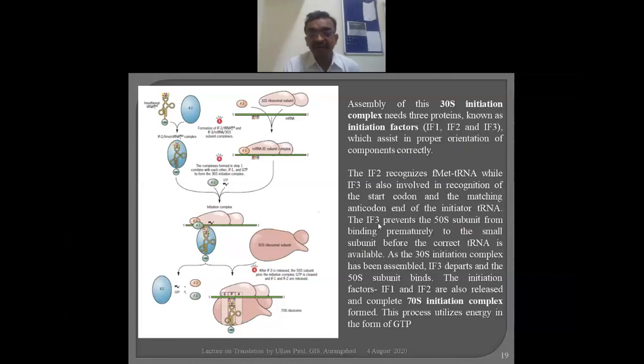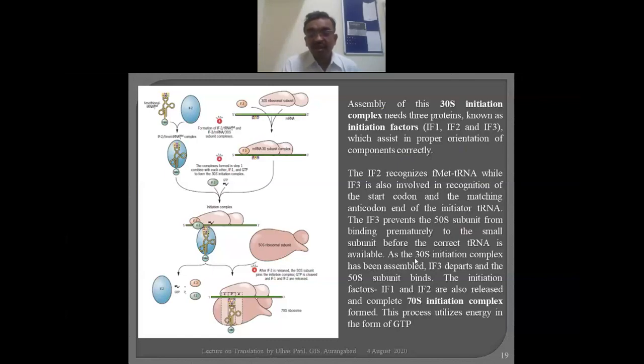IF3 prevents the 50S subunit from binding. When these are binding, the 50S is initially not in the picture and is not bound, and this is prevented by means of IF3. Then, once the proper tRNA is available, the 50S will come into the picture. And this particular complex is referred to as the 30S initiation complex. Henceforth, that can be assembled.